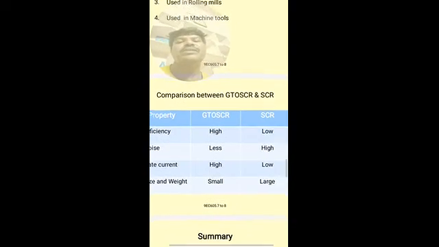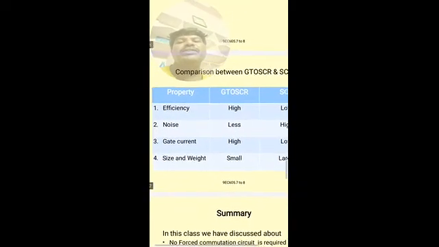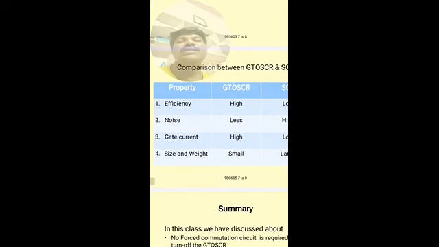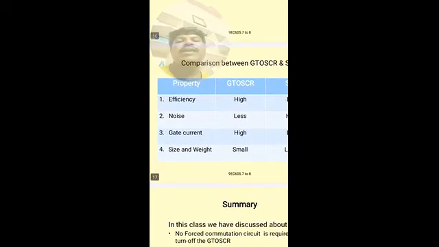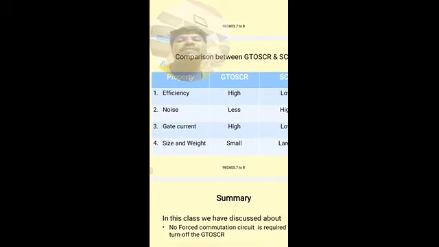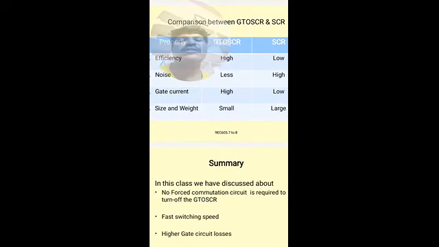Comparison between GTO SCR and SCR: the efficiency is high in the GTO SCR compared with the SCR. Noise is less in the GTO SCR compared with the SCR. Gate current is required more in GTO SCR. Gate current is required less in SCR. Size and weight: GTO SCR is small and SCR is large.